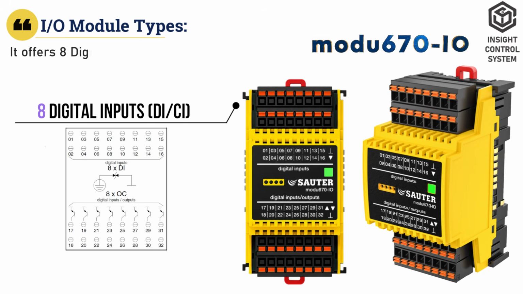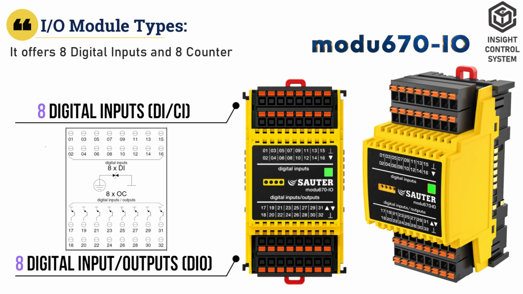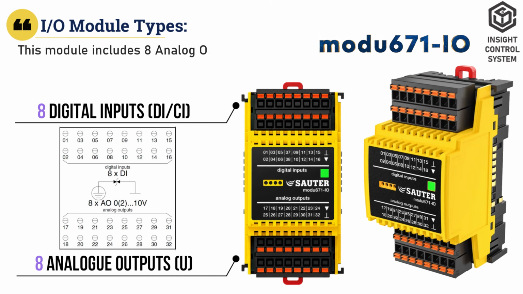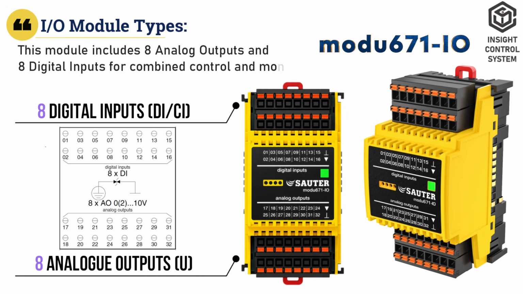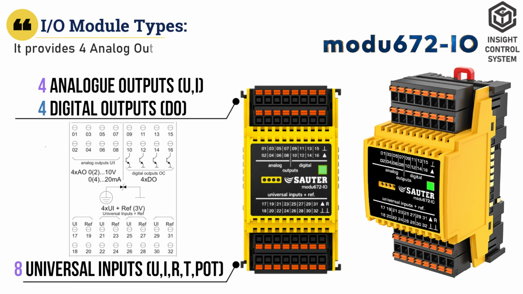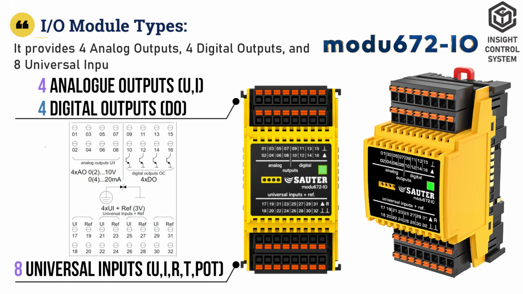Module 670I/O. It offers 8 digital inputs and 8 counter inputs, ideal for pulse counting and status monitoring. Module 671I/O. This module includes 8 analog outputs and 8 digital inputs for combined control and monitoring applications. Module 672I/O. It provides 4 analog outputs, 4 digital outputs, and 8 universal inputs, making it a versatile mixed I/O module.